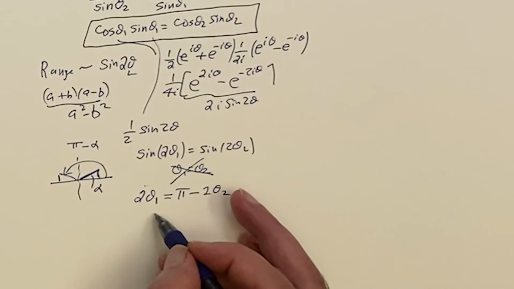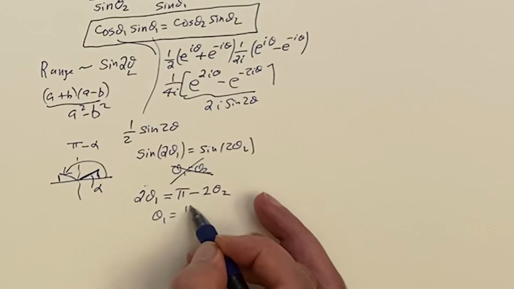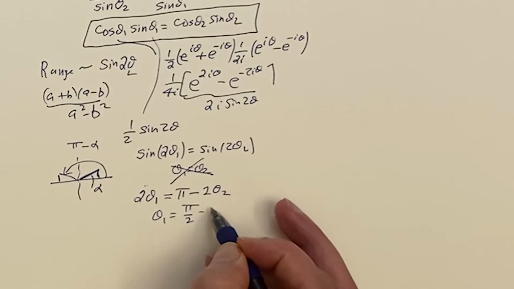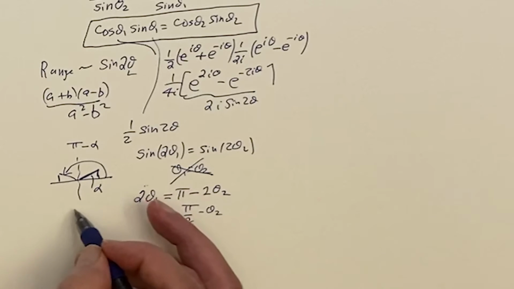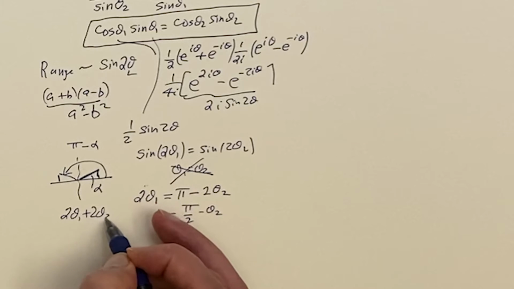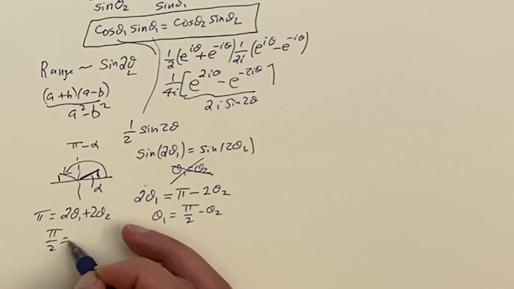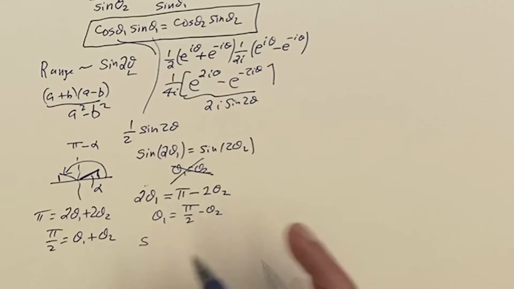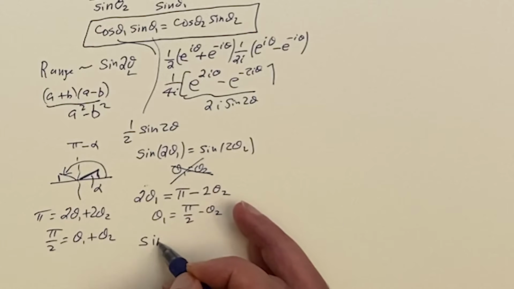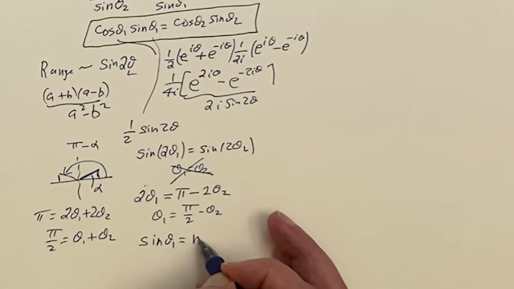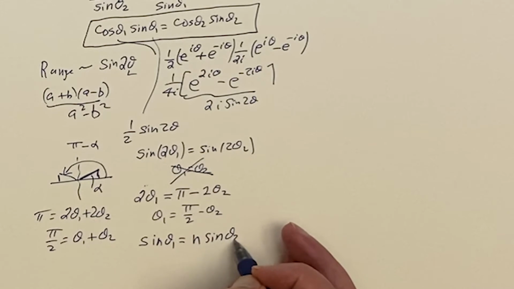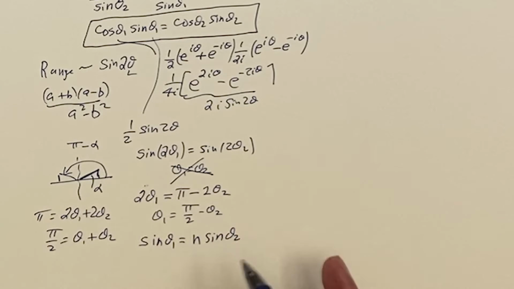So if this is the case, this is a very nice relationship because it's saying that these angles are complementary. We're saying here that if 2 theta 1 plus 2 theta 2 is pi, then pi over 2 is theta 1 plus theta 2, but these are complementary angles. Okay, so what we can do now is use Snell's law. Sine of theta 1 is equal to n sine of theta 2, and we know the angles are complementary.